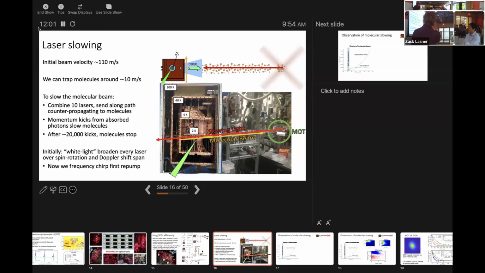Initially, we used something called white light slowing, where every single laser frequency had a broadened spectrum, and that allows each laser to address the full span of substructure from spin rotation splittings, as well as Doppler shifts, to stay resonant all the way along the slowing path. Now we've switched to frequency chirping the first repump, which gives us a factor of a few improved MOT loading. And in that scheme, the first repump is resonant with just one velocity class, which we start at high velocity and then we sweep it down to target resonance with stopped molecules when we want them to go into the MOT.